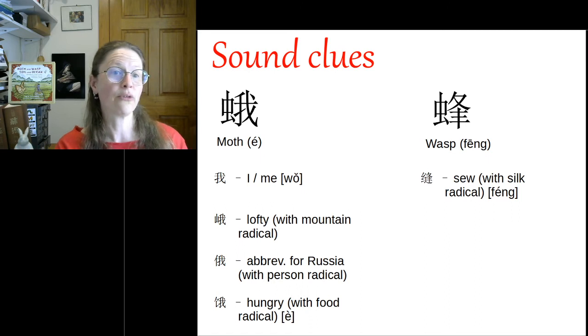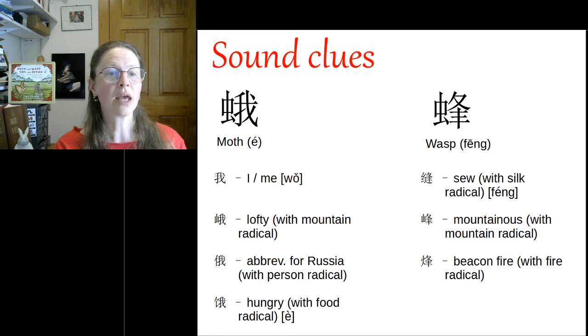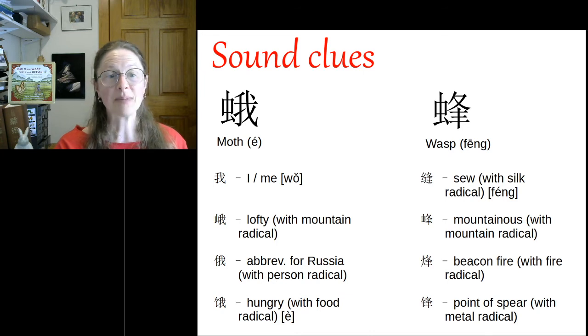And then the same is true for the right hand portion of the character for wasp, feng. Many other characters that contain that same right hand portion are also pronounced feng or something similar. So feng is so, it has a silk radical. Feng is mountainous with a mountain radical, of course. Feng is also beacon fire with a fire radical instead of a bug or a mountain or a silk radical. And it can be the point of a spear if it is using a metal radical, also pronounced feng.